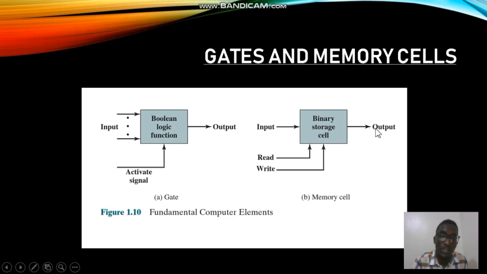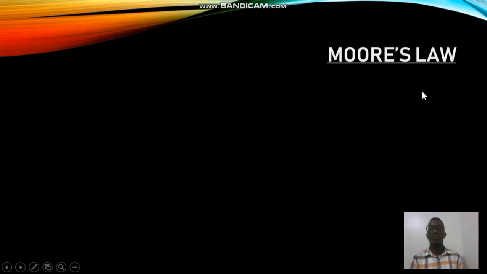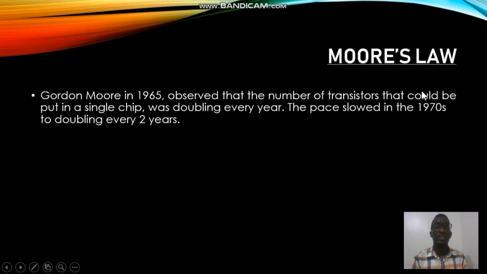produce output. And then in Moore's law, you can see that a man called Gordon Moore in 1965 observed that the number of transistors that could be put in a single chip doubled every year. So if in one year they could put 1 chip, the next year 2, then the next year 4, then the next year 8, like that. The pace actually slowed down in the 1970s, and it started doubling every 2 years.